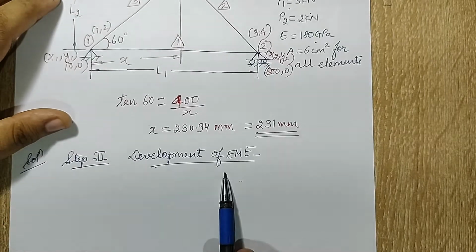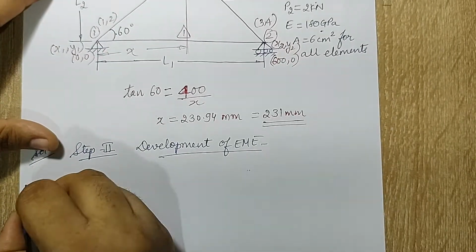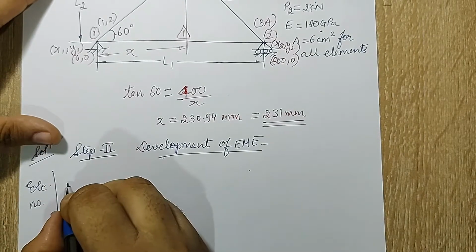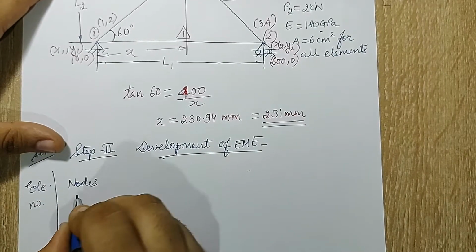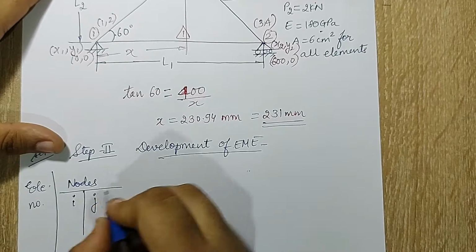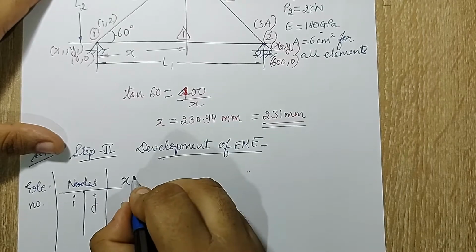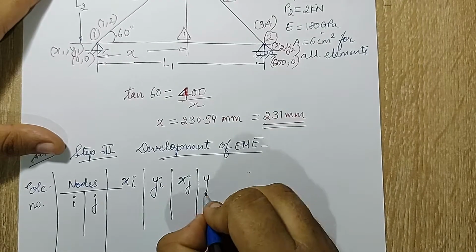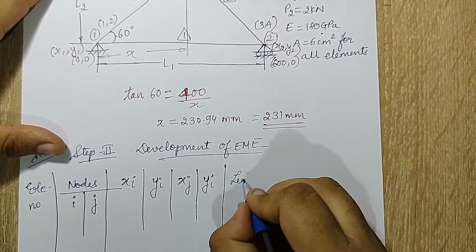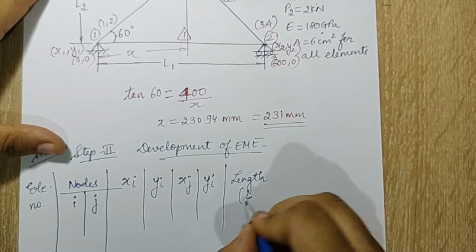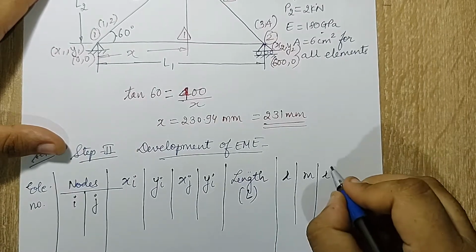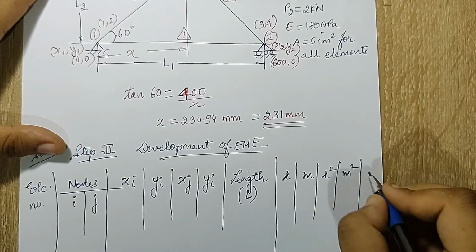Now this is my step 2, development of EME. First, I need to draw the table, which has element number. Then I have nodes, which will be i and j. Then I'll have xi, yi, xj, yj. Then I have the length of each element, L. And then I'll calculate l, m, l square, m square, lm.